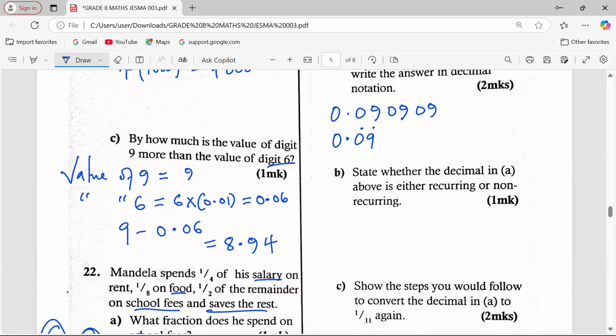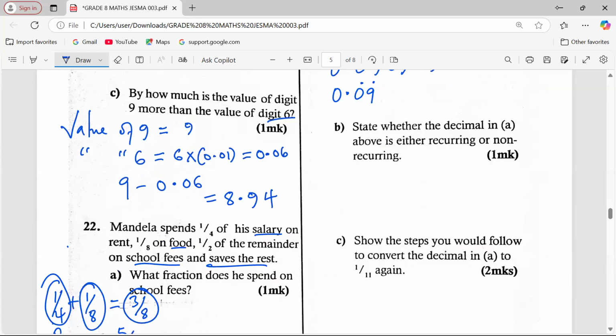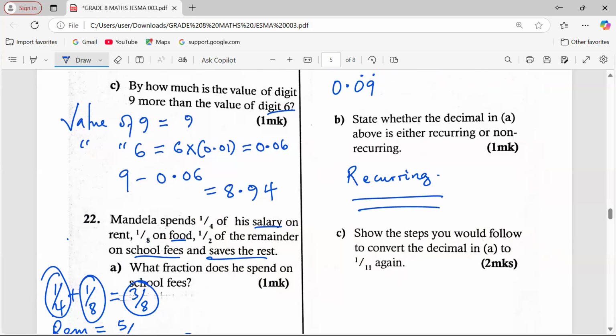State whether the decimal in A above is either recurring or non-recurring. So this is going to be recurring because we have a certain number which is occurring all through. You can see 0 is occurring and 9 is also reoccurring.